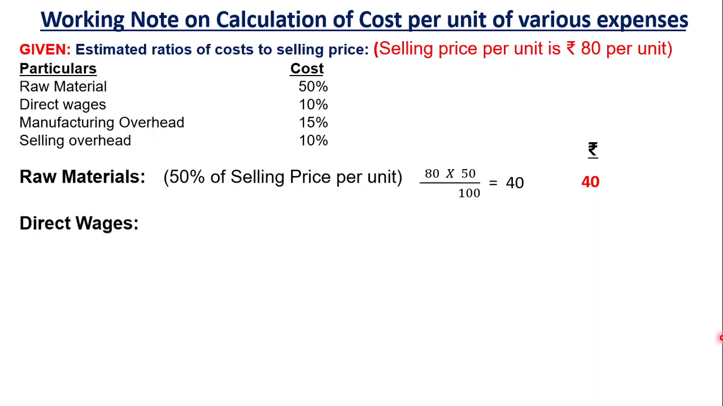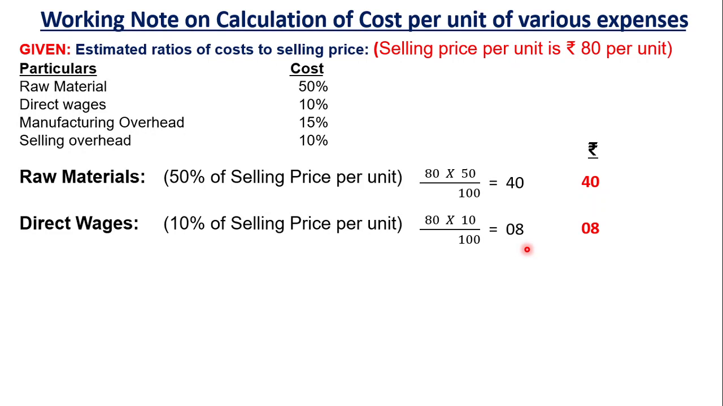Second type of expenditure is direct wages. Direct wages are 10%, and this 10% is to be calculated on the ratio of cost to selling price. So on the 80 rupees selling price, 10% is 80 into 10 divided by 100, which equals 8. So 8 rupees per unit is the direct wages expense.